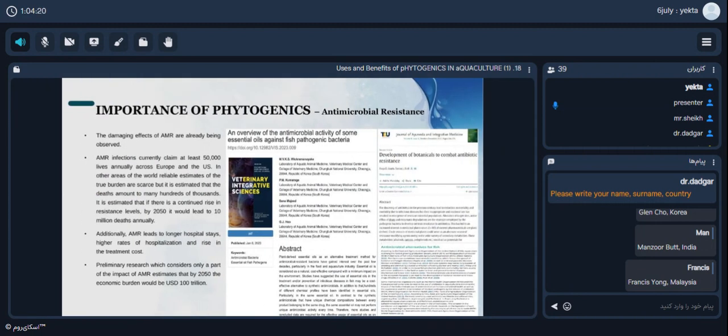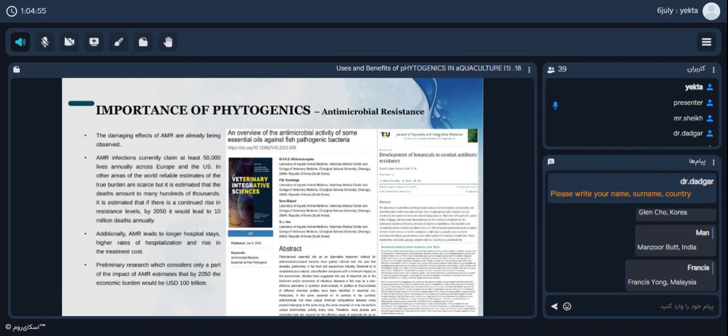So this is AMR, antimicrobial resistance. It is a very serious issue and it is creating lots of problems. You must be knowing it claims almost 50,000 lives annually because of AMR. And these natural components, phytogenics, are emerging as a very effective substitute for antibiotics.